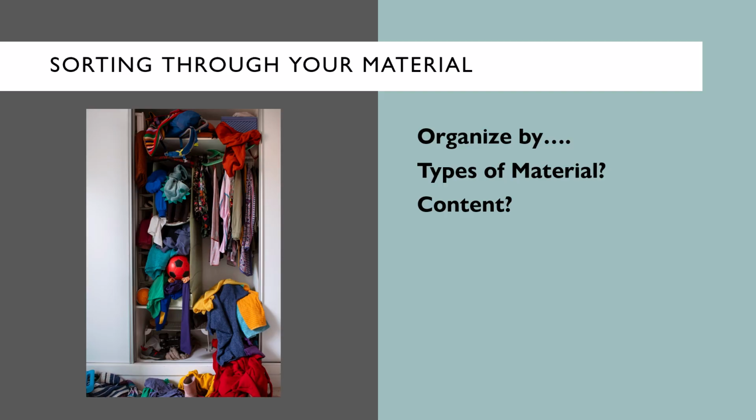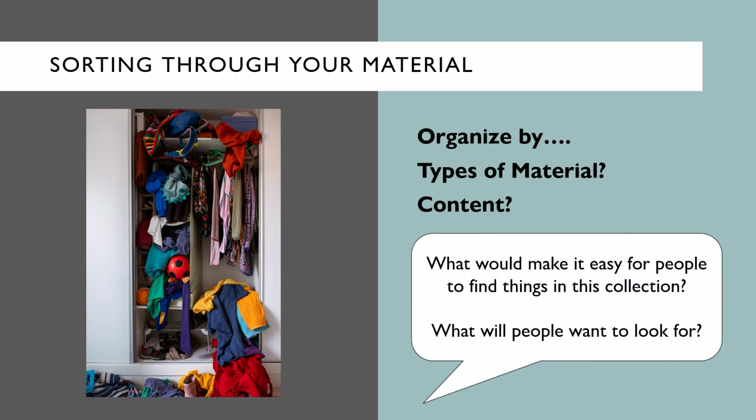The key thing is to ask yourself the questions: what would make it easy for people to find things in this collection, and what will people want to look for? If you know that people will be really interested in searching through photos, then you might want photos or images to be one of your categories. Or if you know that people might want to find examples of songs from a certain date, then maybe songs is one of your categories, perhaps organized chronologically. The most important thing to keep in mind in choosing your categories is how to make finding things as clear as possible, given what you anticipate people will want to find in your collection.